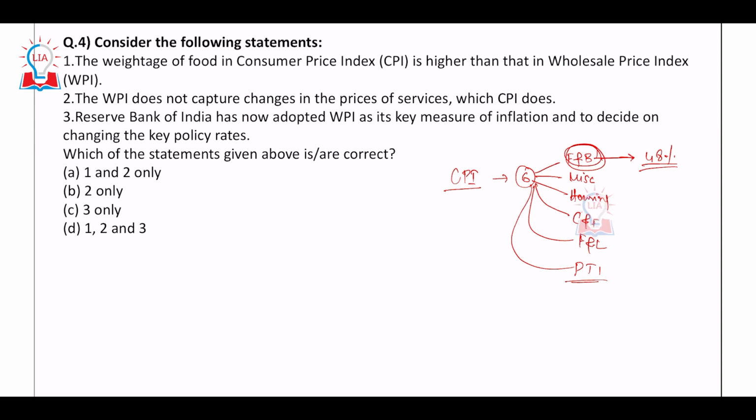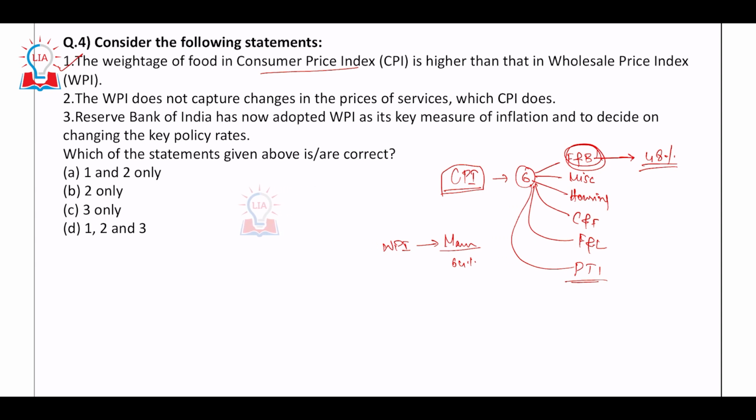So that would be for the consumer's viewpoint, CPI. In WPI, the highest weightage is given to manufactured goods, which stands somewhere around 64%, right? So by that measure, obviously the food items have the highest weightage in the consumer price index itself. So obviously statement 1 would be right.